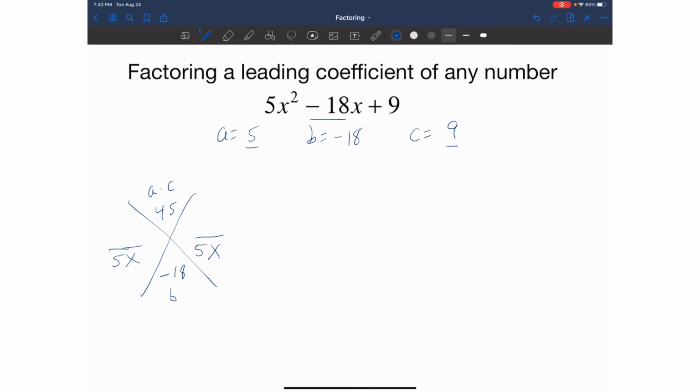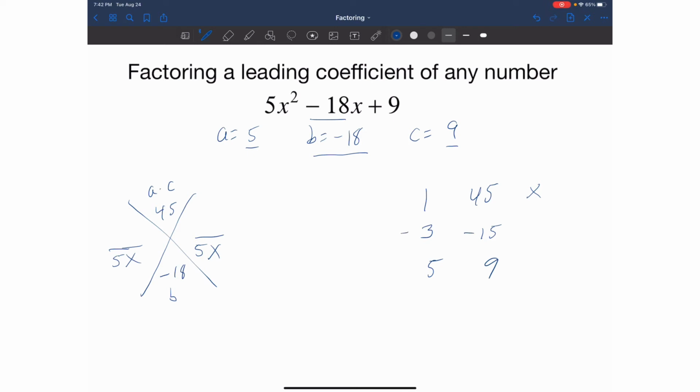Now I'm going to write my factors for 45, which are 1 and 45, 3 and 15, and then my last one, which is 5 and 9. It might take you a while sometimes to do this depending on how large the numbers are, but once you find all of them, again, we want them to be added to negative 18. So now we know that one of them is positive. We check the first one. There's no way that's going to happen. We check the second one, and the only way that it can happen is if they're both negative.